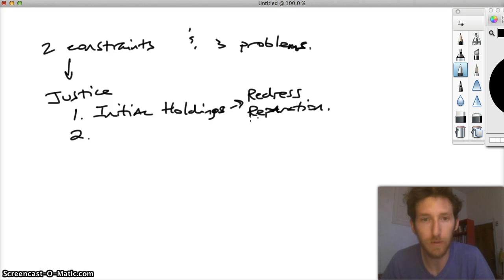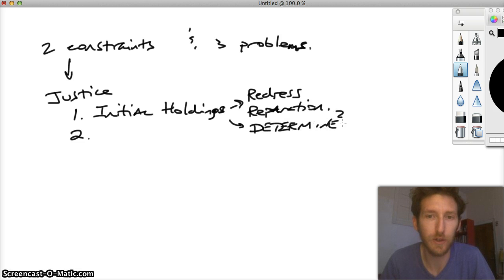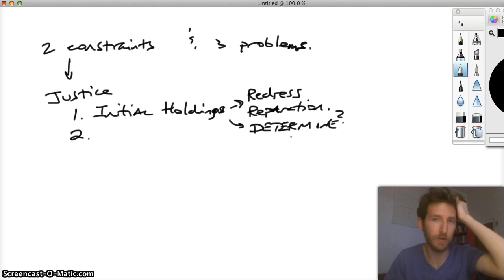But there is a concern here, and maybe this is one you would like to take up. Can we determine, can we ascertain which holdings are just and which are not? Because it seems as though there are going to be cases in which it's very difficult to figure that out. And Sandel points to two, and I'll let you take this up if you want to.